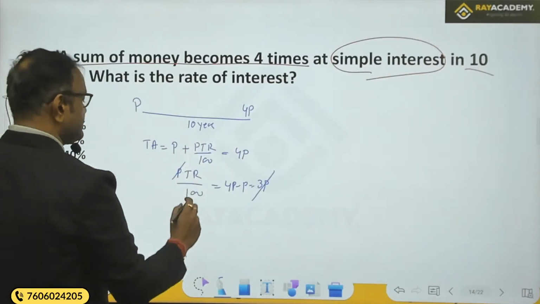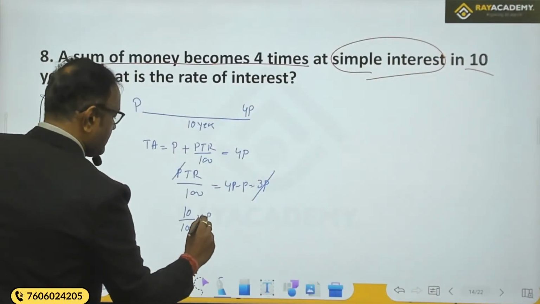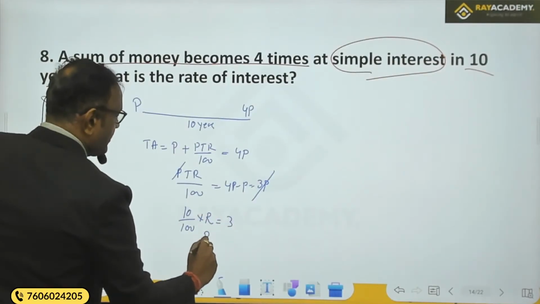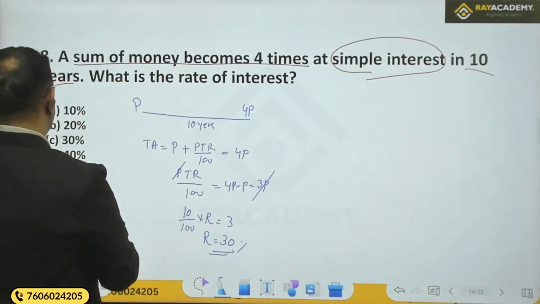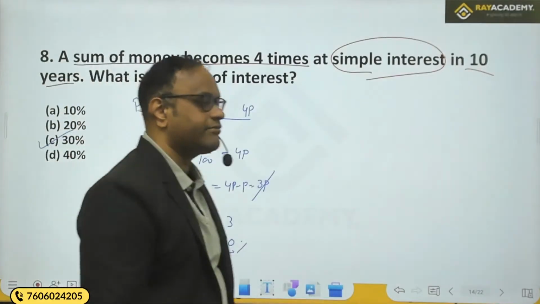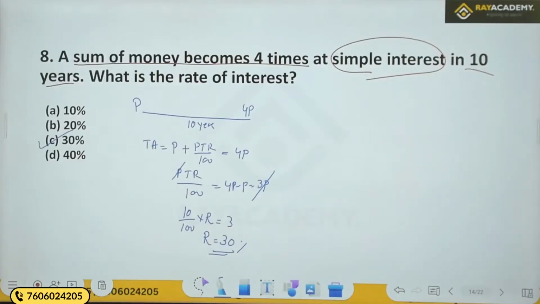T is given as 10. So 10 by 100 into R equals 3. So R we calculate as 30. So the answer is R is 30%. Direct formula, you can put R equal to 30%. Nothing difficult. This question is an easy one.